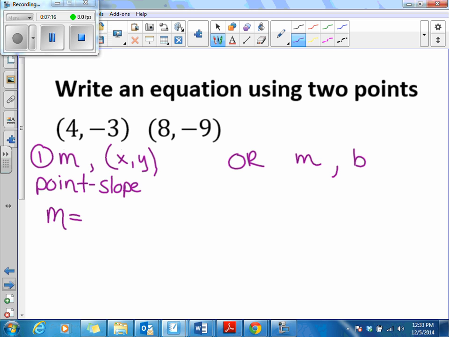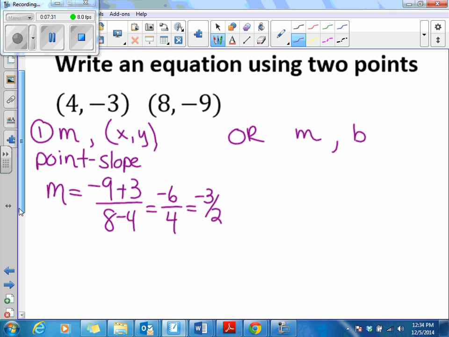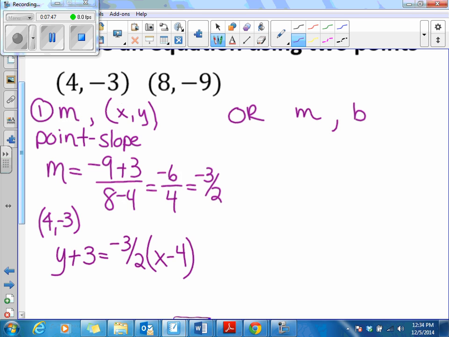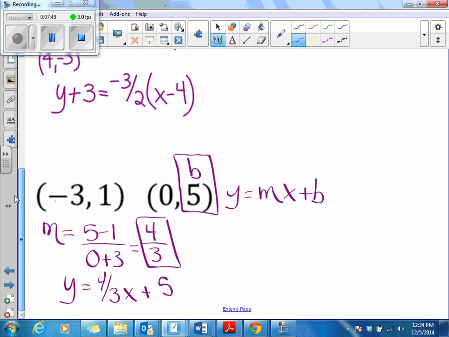So in order to find slope, I have -9 plus 3 over 8 minus 4. -9 plus 3 is -6 over 4, which reduces to -3/2. There is my slope. And because of the point slope form, I can choose either point. So I'm going to use the 4, -3 as my ordered pair. Y plus 3 equals my slope, -3/2 times the quantity x minus 4. That is my equation.